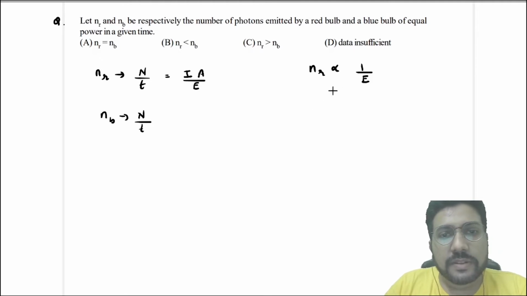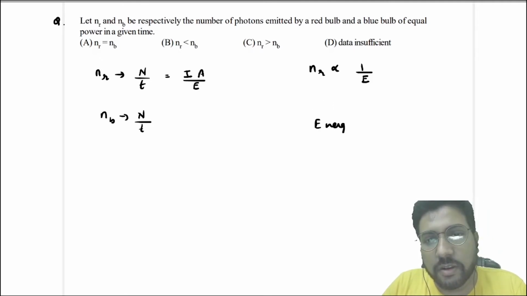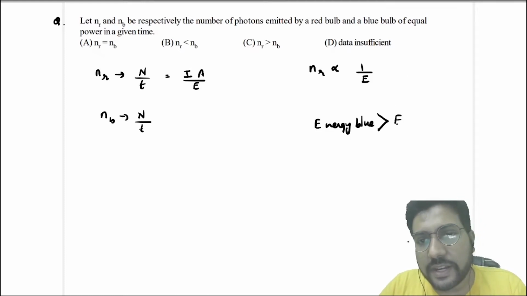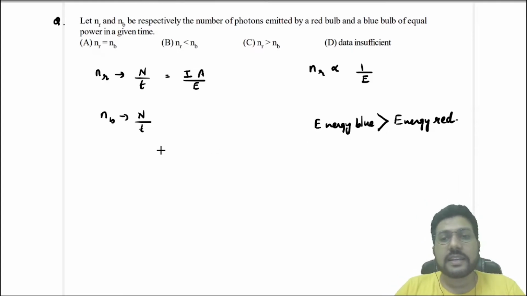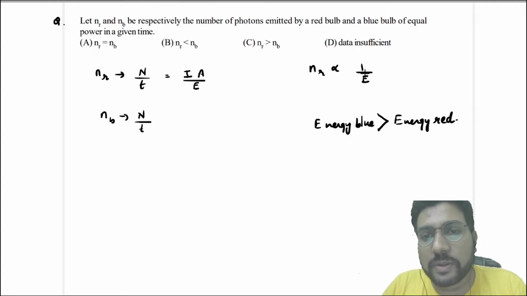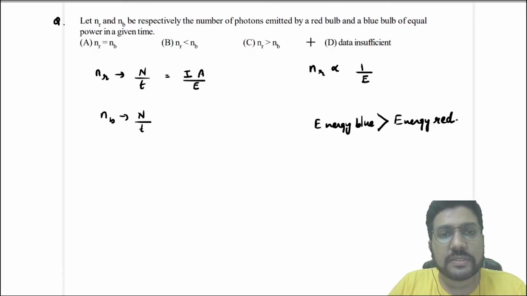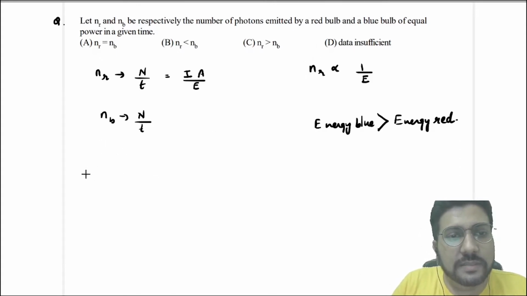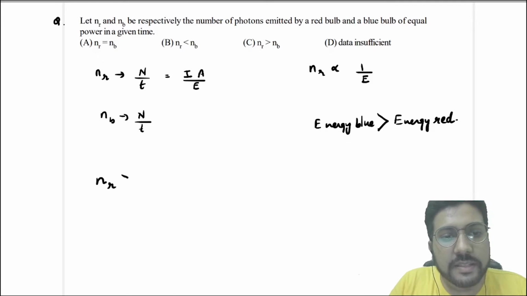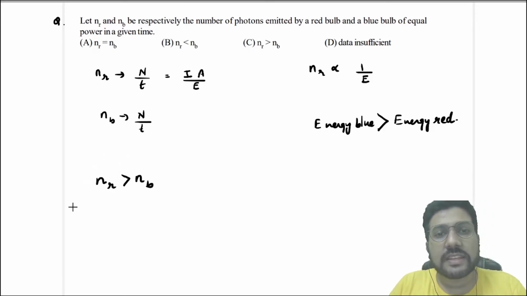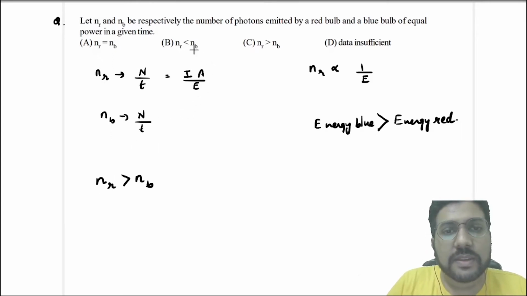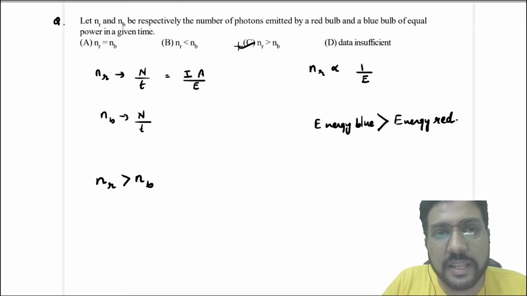So now you know that the energy of blue light is greater than the energy of red light, right? So the more the energy, the fewer the number of photons. So you will say that Nr is greater than Nb, because red has less energy, so it has more photons striking the plate per unit time. So Nr is greater than Nb.